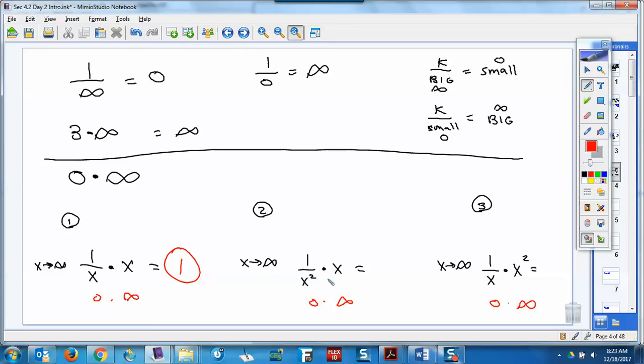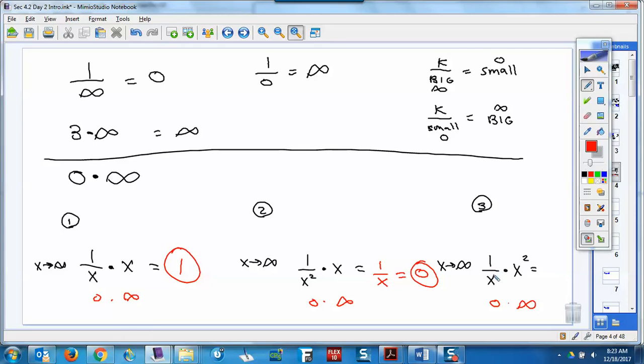What's 1 over x squared times x? 1 over x. So as x gets really big, what's this go to? 0. The 0 wins. Why? This is squared, so this is getting small faster than this is getting big. Remember when I said that the other day? The 0's winning. This thing is getting towards 0 faster than this thing's getting big. So the 0 wins, and so the answer is 0.